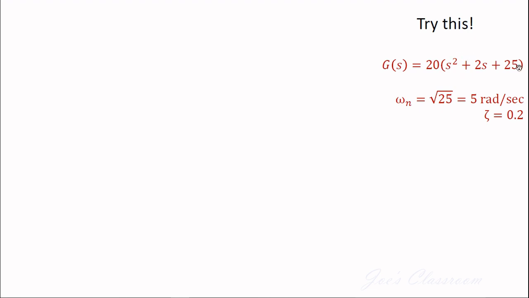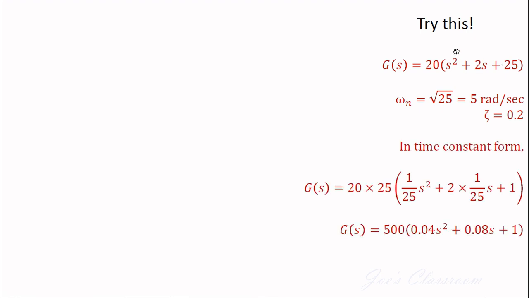So can I straight away go to sketching the Bode plot? No, you cannot. You have to convert this transfer function into time constant form first. How do you do that? You have to make this constant as 1. So to make this constant term as 1, you have to take this 25 outside. And if you take 25 out, every term has to be divided by 25. So in that case, this constant becomes 20 into 25, that's 500. And this is what you get inside.